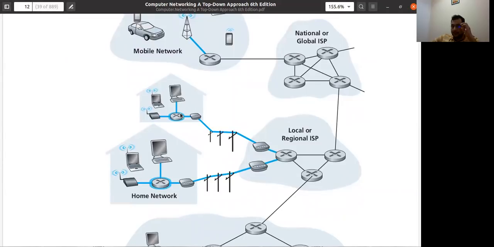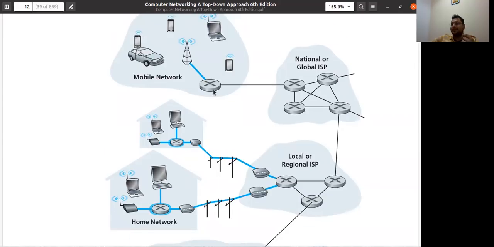This device doesn't have a global presence. Global presence means it doesn't have a global IP address. Whereas here in this case, we will consider an edge router only the first one towards the destination which has the global presence or the global IP address. So here in this mobile network, it has a global IP address, whereas this doesn't have a global IP address.